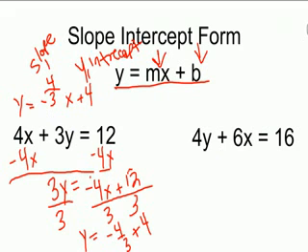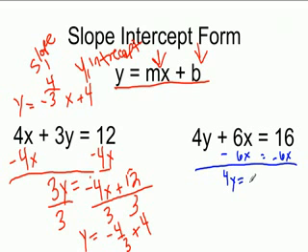Over here, this is not in slope-intercept form either. So we need to get rid of this 6x, so we're going to subtract 6x from both sides. So we're left with 4y equals negative 6x plus 16. We need to get rid of this 4 because we want our y by itself.